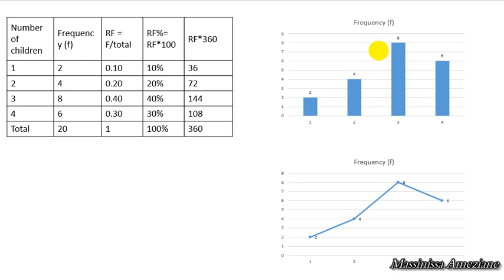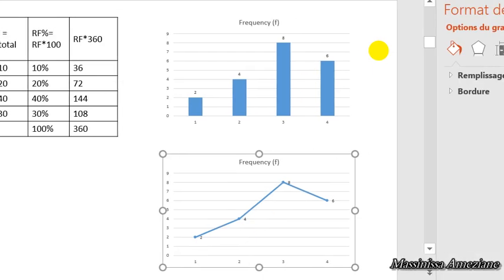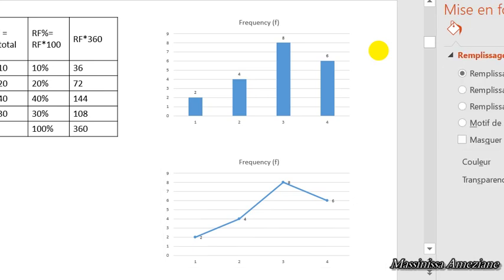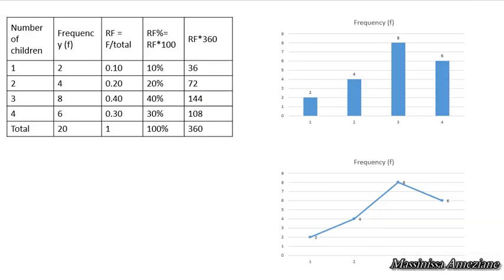It is the same thing actually, where this point is, like here, the families with 1 child. Okay, so the families with 1 child, we have 2, this is the frequency. Then with 2 children the frequency is 4, with 3 it is 8, and then for 4 children the frequency is 6. Then you link those points with a straight line. This is a polygon.